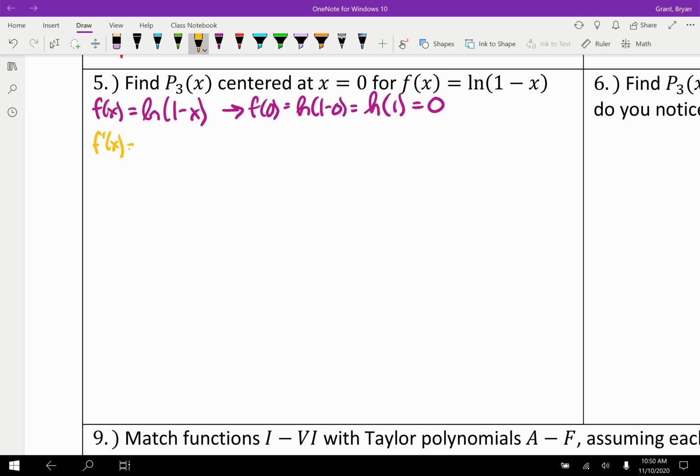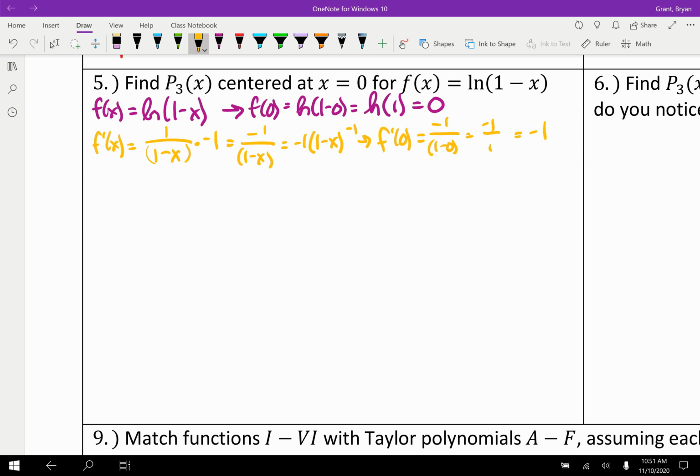F prime of x is going to be the derivative. Derivative of natural log is 1 divided by what's inside times the derivative of what's inside, which I think is negative 1. Now actually I'm going to write this, having done this problem a few times, I'm going to write this twice. Once as negative 1 divided by 1 minus x, and a second time bringing that 1 minus x up and saying it's to the negative 1st power. And I think you'll see why I do this in just a second. Okay, then we need to find f prime of 0. I think this one will be the easiest to use for f prime of 0. Negative 1 over 1 minus 0 is negative 1 over 1, which is negative 1.